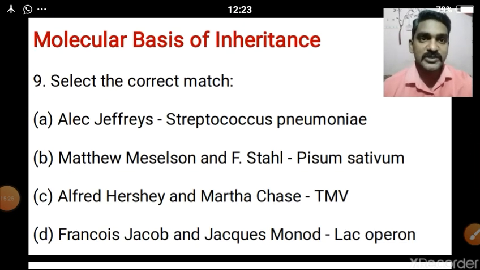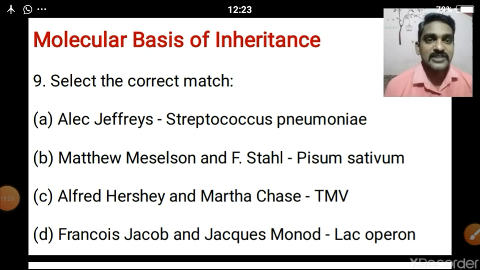And the next question, molecular basis of inheritance. This also came from that, and I have discussed this question in that session too. You can see it through the link given in the description. The four options I have given here are Alec Jeffreys, Matthew Meselson and Stahl, Hershey and Chase, Jacob and Monod. Which is the correct match they are asking. You can see Jacob and Monod, lac operon, that is the right answer.